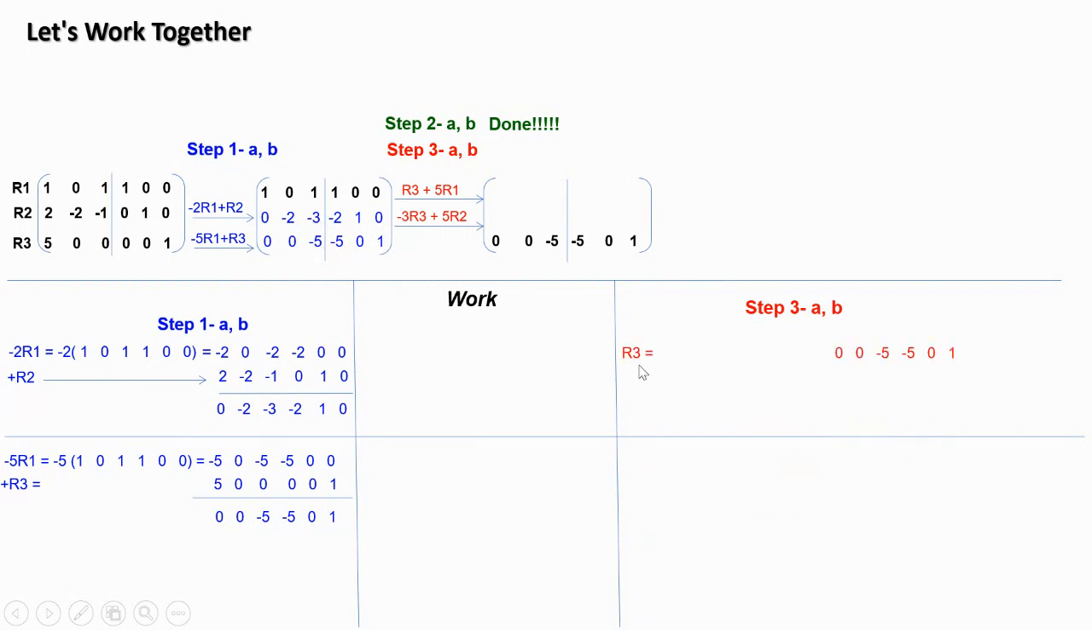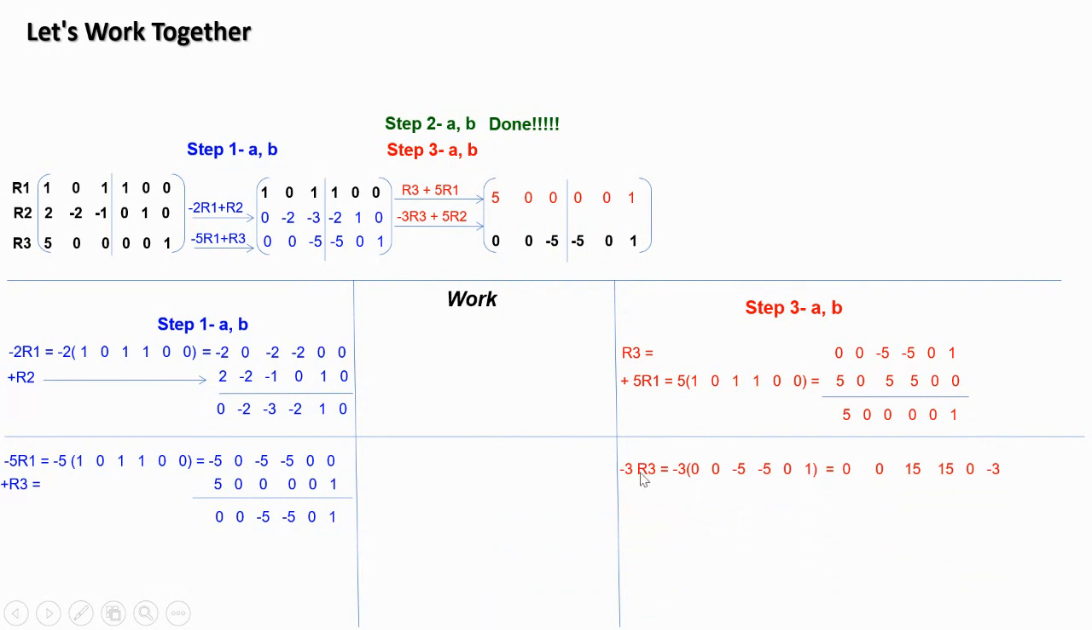Row 3, we just bring it over. Row 3 is 0, 0, -5, -5, 0, 1. And we're going to add it to 5 row 1. So we have 5 times row 1. Row 1 is 1, 0, 1, 1, 0, 0. After I distribute, it's going to be 5, 0, 5, 5, 0, 0. Then we add them. So this is my result. So this is my new row 1.